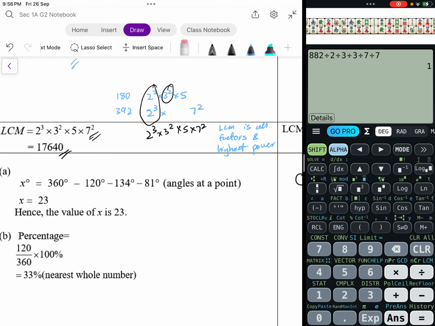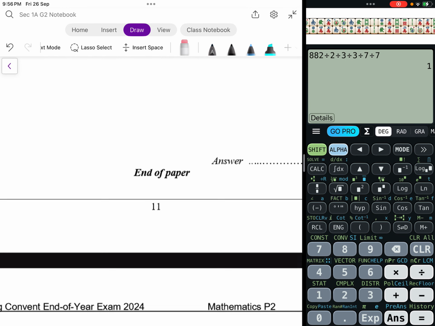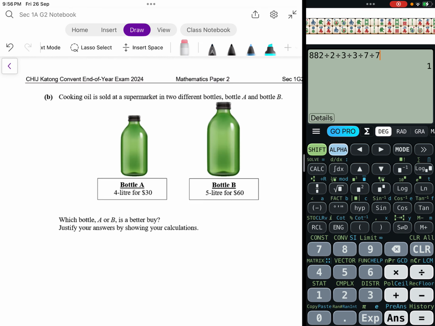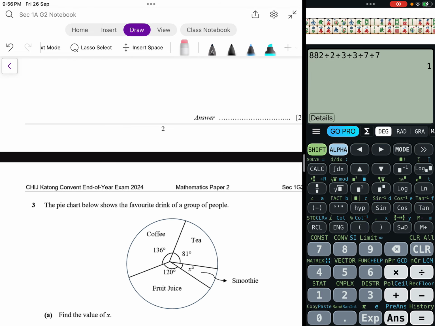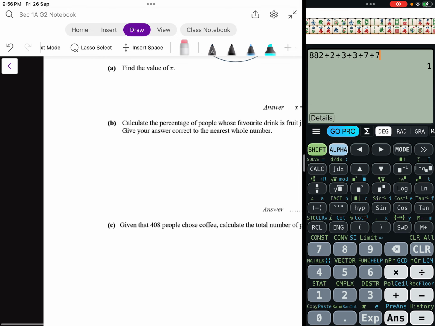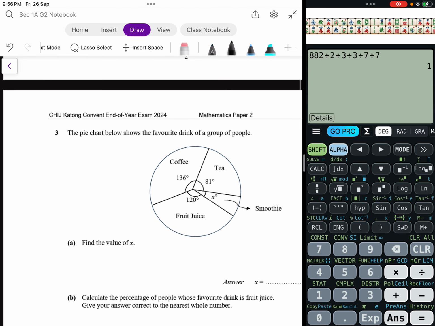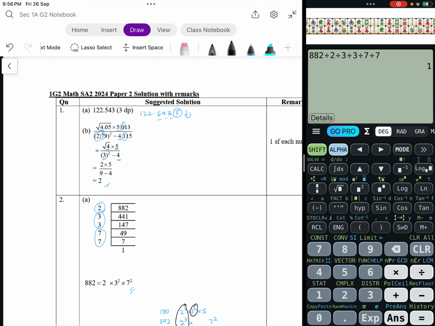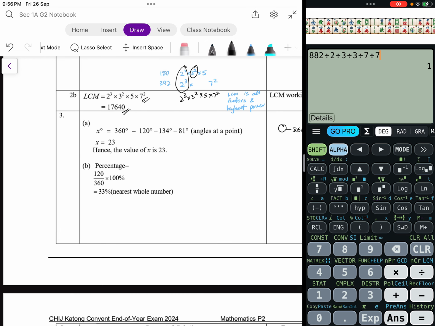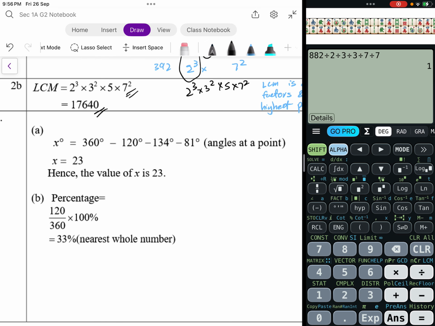Change this on your exam paper to 134. This one should be 134, because apparently the solution is 134. Let's follow the solution and see where it goes. So minus 134, 120, and 81, you should get 23. Your value of x should be 23. Let's counter check in case.